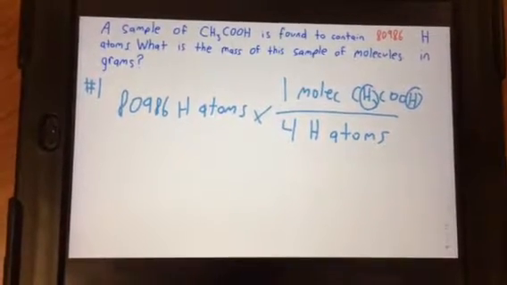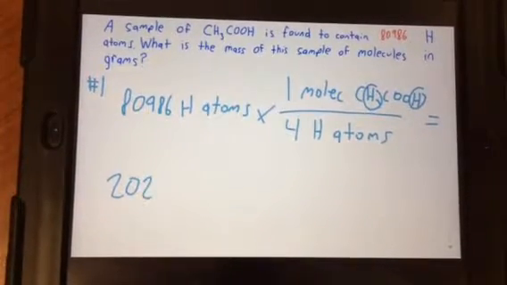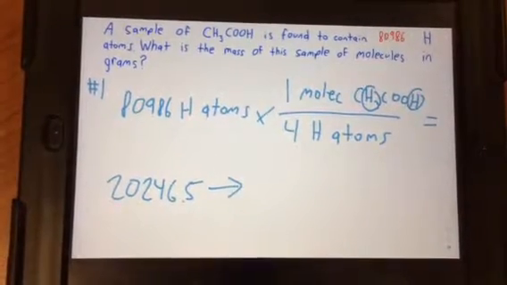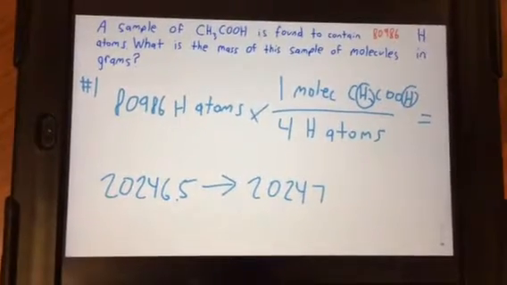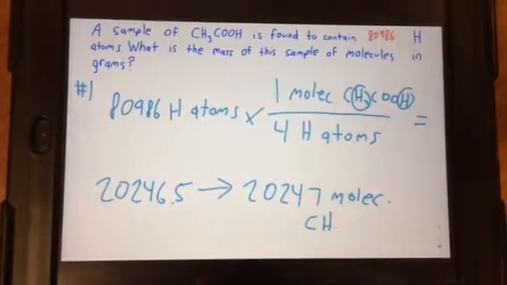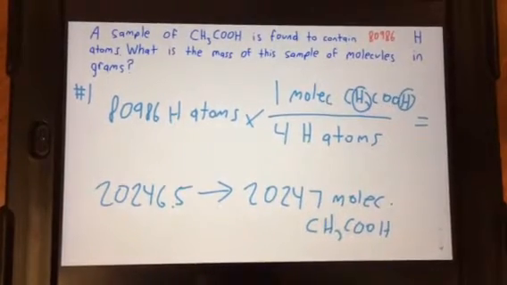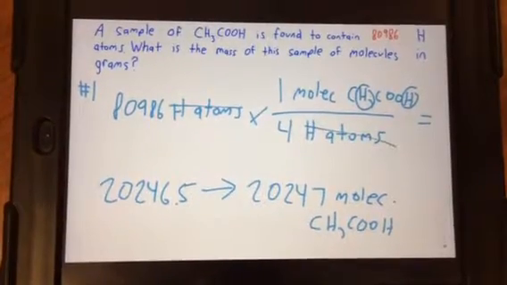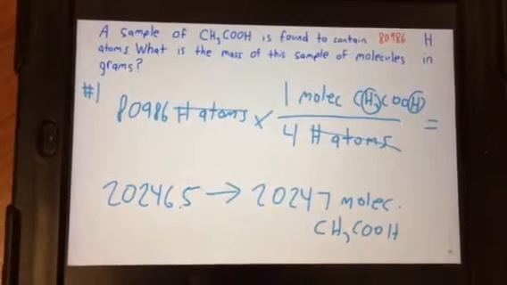And whenever you put this into your calculator, you end up with 20,246.5, but when you round that to the correct number of significant figures, you get 20,247 molecules of acetic acid. And we know that this unit is correct because you can cross out hydrogen atoms and hydrogen atoms because they're on opposite sides. One's in the numerator and one is in the denominator.